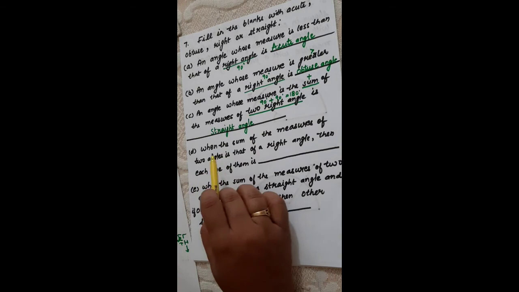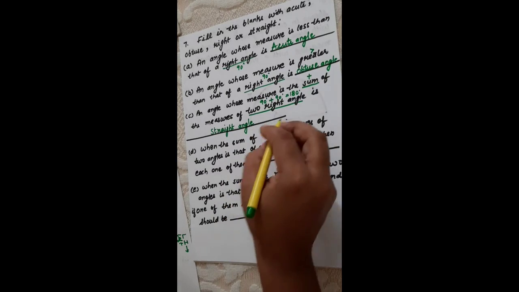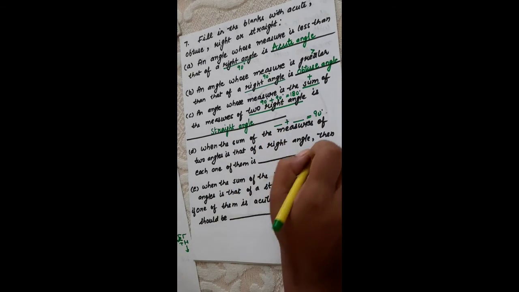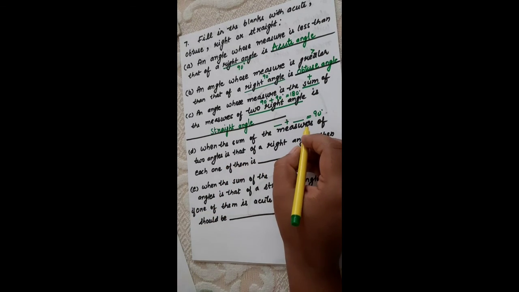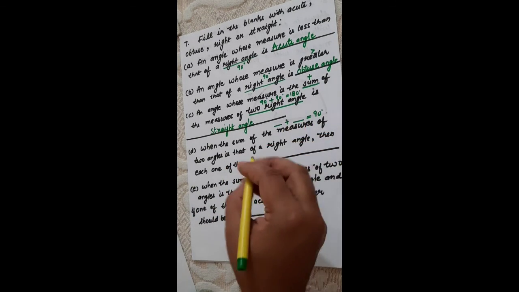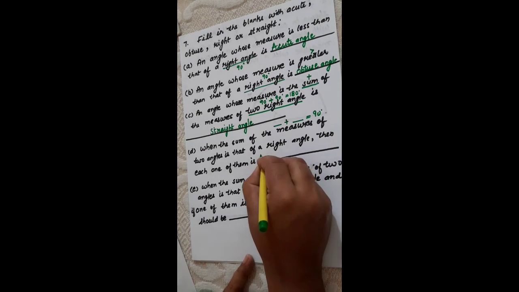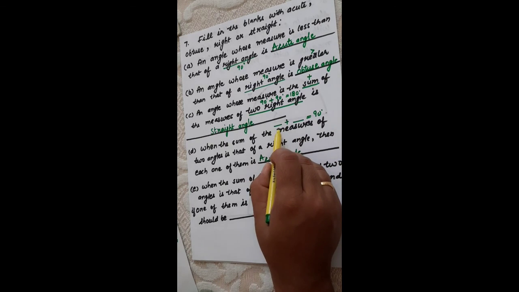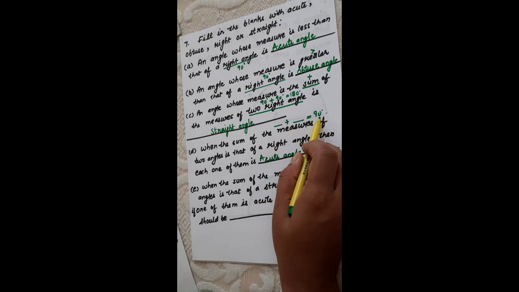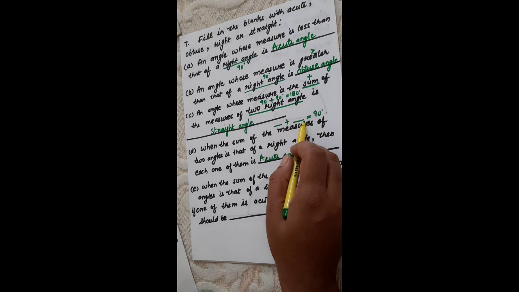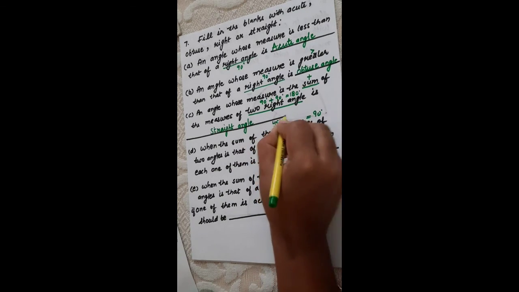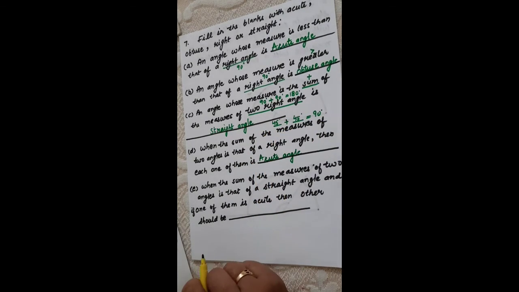The next I have, when the sum of the measure of two angles is that of a right angle, means if I add two angles I will get 90 degree, then each one of them is acute angle. Acute angle, because one angle plus other angle is 90, obviously the angles are less than 90. So if you add two acute angles like 45 degree, you will get 90 degree.